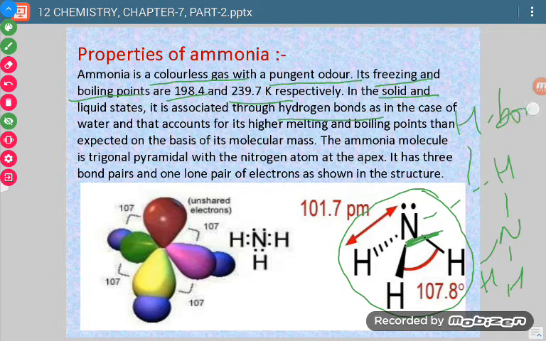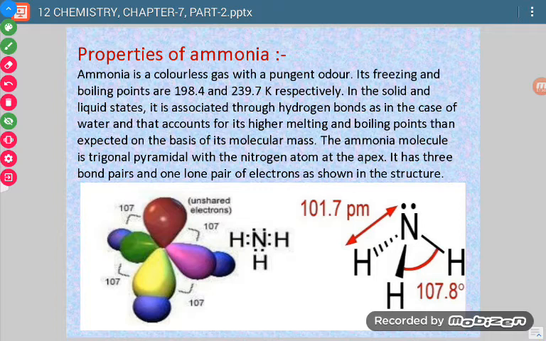So what we are saying? We are saying that there is presence of hydrogen bonds in ammonia. Okay, what about the geometry? Now see, here is presence of lone pair. So because of this lone pair, this geometry is pyramidal, trigonal pyramidal geometry.